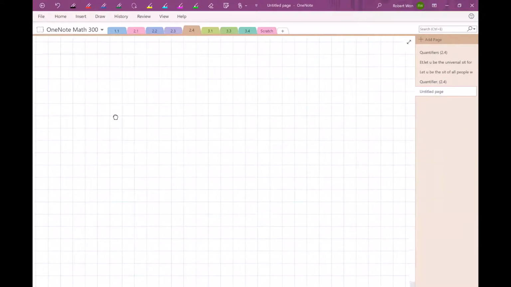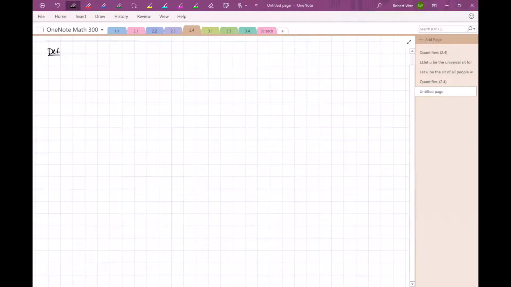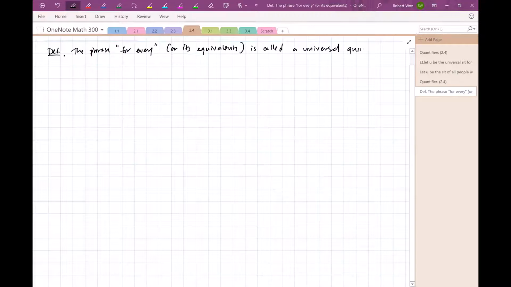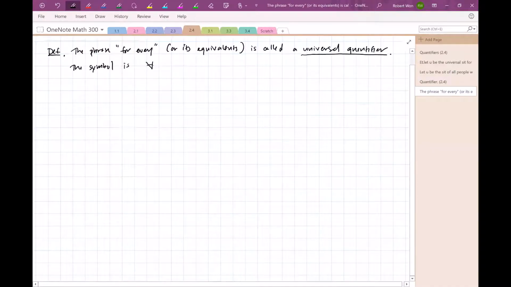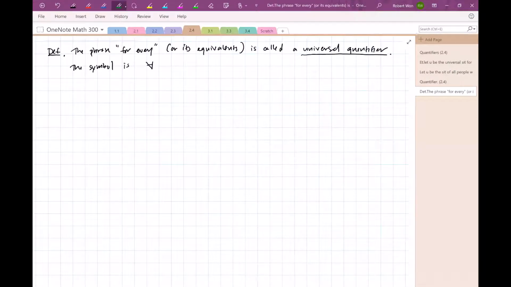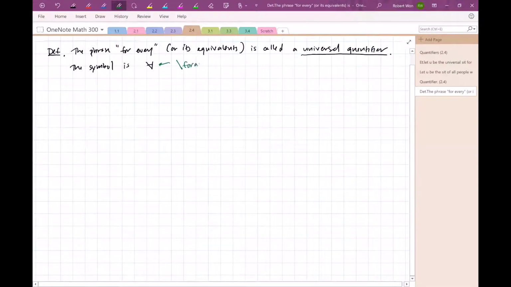Our second quantifier is called the universal quantifier. The phrase for every, or its equivalents, is called a universal quantifier. The symbol that we use is an upside down A. And the LaTeX is backslash forall, because for all is another way to say for every.